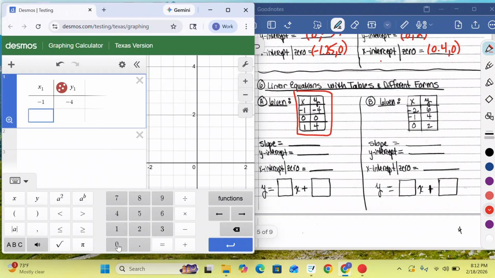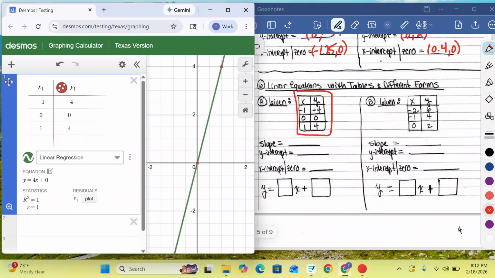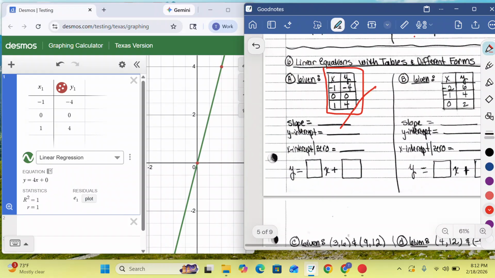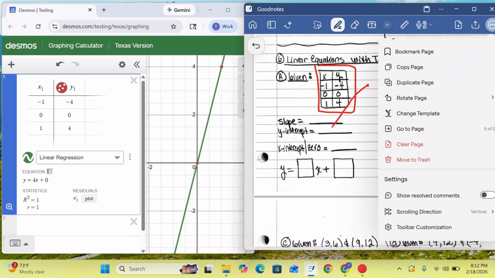I'm going to go ahead and input 0, 0. And I'm going to input 1, 4. And then I'm going to go here, and I'm going to find this little leaf. And everyone see the little leaf. I'm going to press it, and I get my equation right here. So my equation is going to be, and I'm going to delete it here. I'm going to clear it.